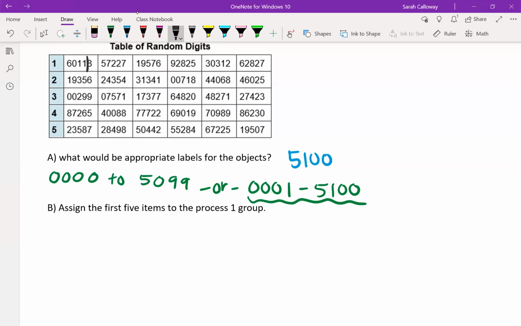My next 4-digit number is 8,572, also too big. Then I've got 719. That is less than 5,100. Oops, that is in my range. Okay, so that one's gonna work. Next one, 5769, too big. 2825, that one works. Next one is 3031, that one works.